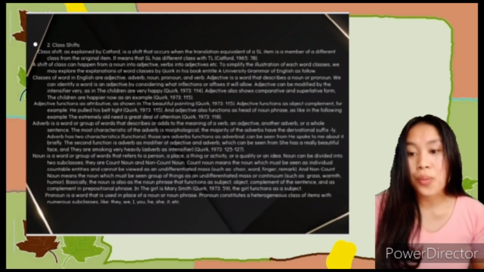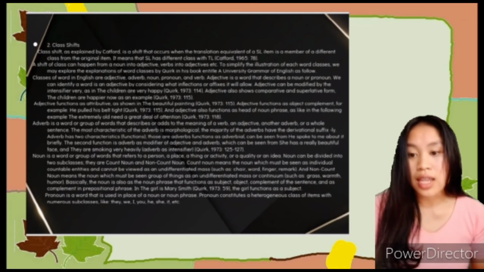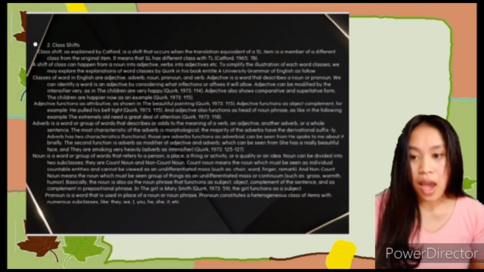Also the noun phrase functions as subject, object, complement of the sentence, and as complement of prepositional verbs. In "The girl is Mary Smith," the girl functions as a subject.